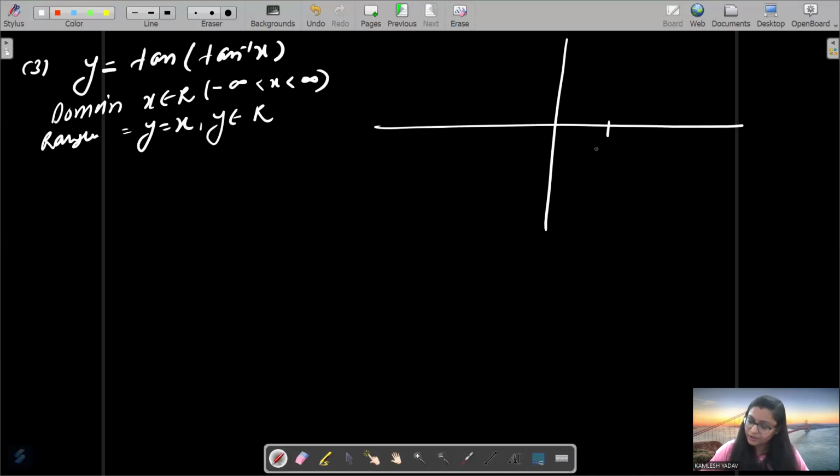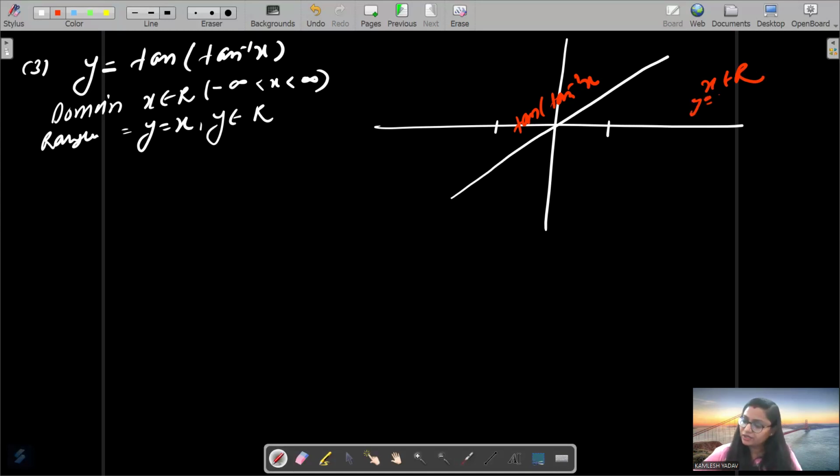First, we mention the point. Actually, here x belongs to R and y is equal to x. See, it is very simple. This is the graph of tan of tan inverse x, because x belongs to R and y is equal to x. Okay, very simple. Then we go for the fourth question.